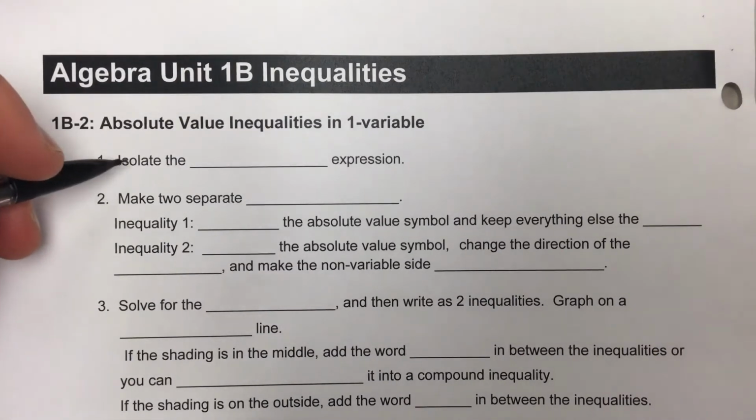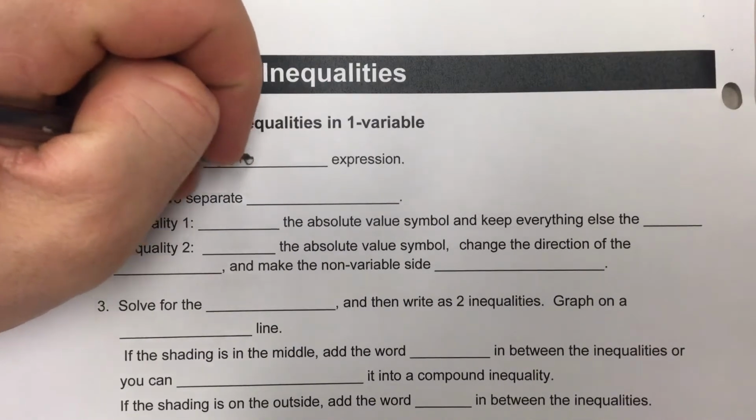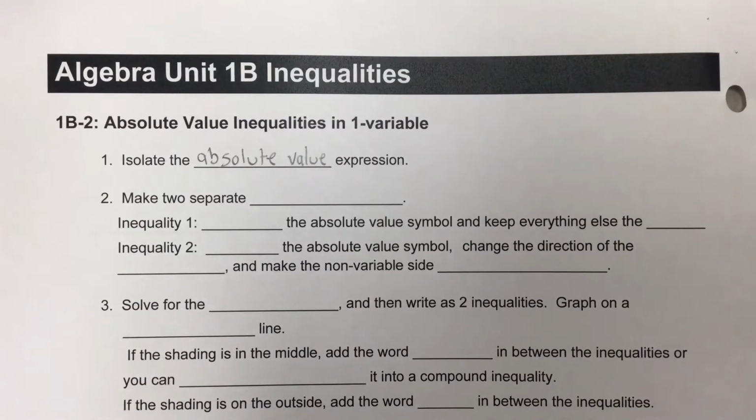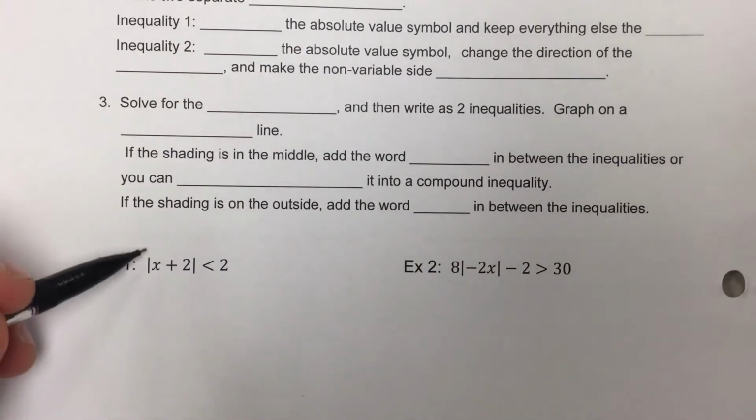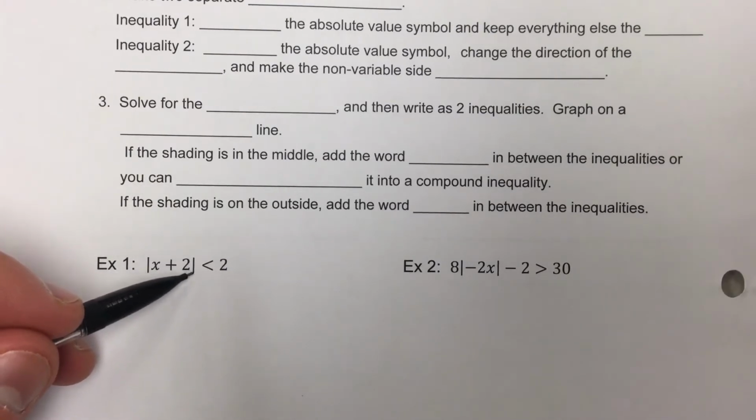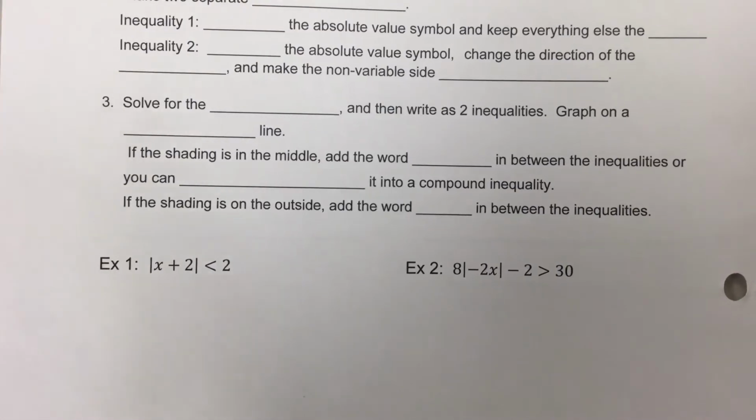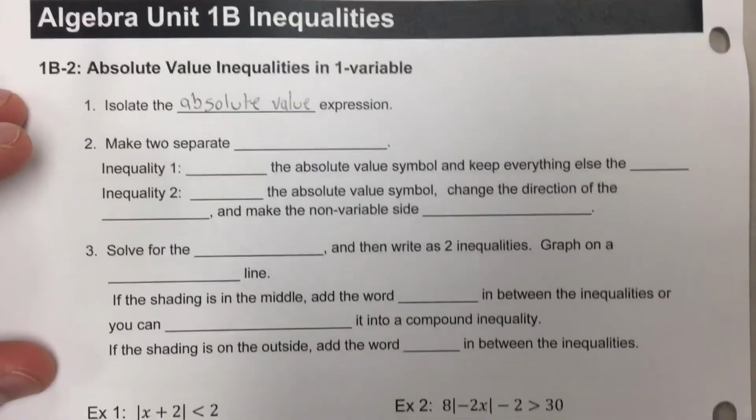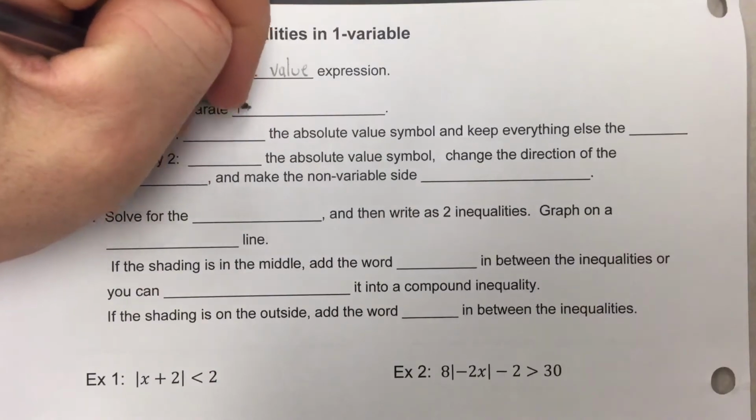The first thing you want to do is isolate the absolute value expression. So if we look at example 1, notice isolate means to get it by itself. So the only thing on the left-hand side for example 1 is the absolute value. So step 1 is done for example 1, and we'll talk about how to do it for the other ones shortly. Once that absolute value is isolated, you want to make two separate inequalities.